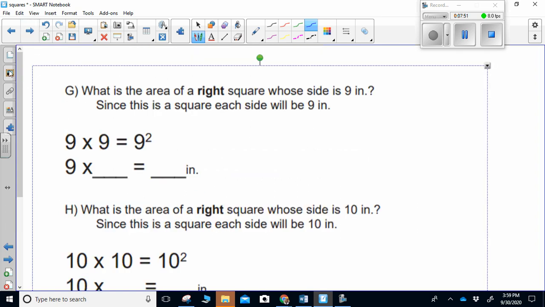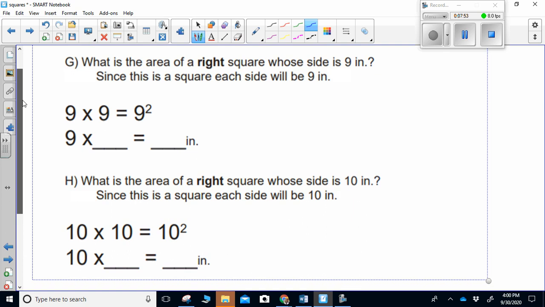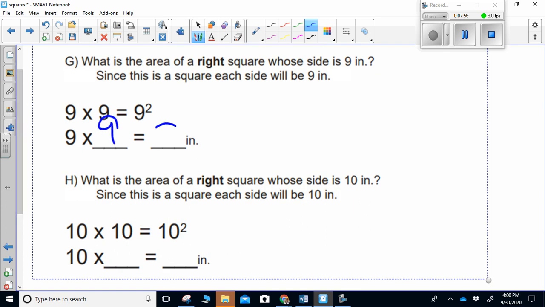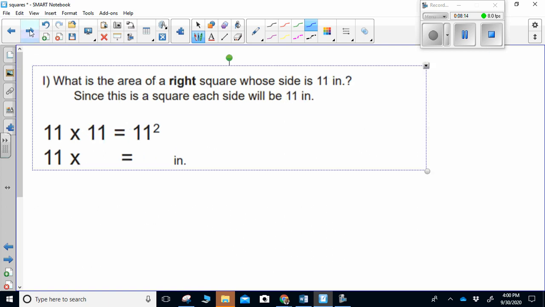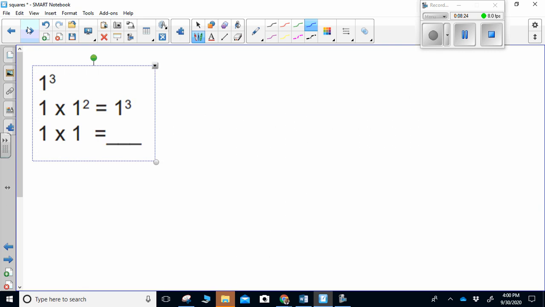All right, please do these two. Pause your video. Notice that when I wrote my answers, I've got the exponent of 2 on here. That means squared. So this is read 81 inches squared. This is read 100 inches squared. All right, go ahead and do this one. Pause the video. You should have gotten 121 inches squared.